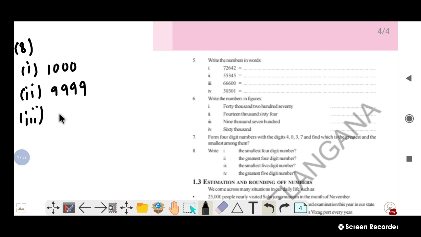Second one, third one, the smallest 5-digit number. Smallest 5-digit number is 100, 00 means, so 10,000. Now the fourth one. The greatest 5-digit number is 99,999. Okay, 99,999. So this is the answer for this fourth question.